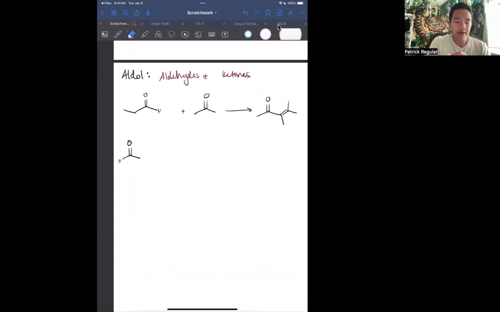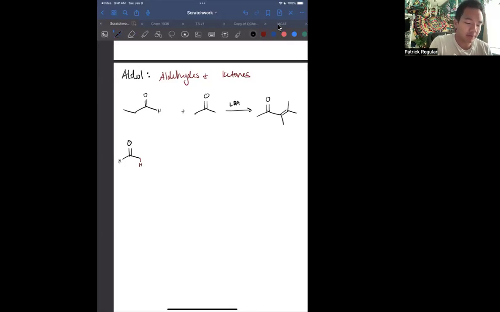Whenever you have basic conditions, so let's say we had LDA, under basic conditions you have a hydrogen here. As we know, that hydrogen is going to be very acidic compared to a normal alkyl hydrogen, which has a pKa of around 50. This one is relatively more acidic, I think a pKa of about 17. I don't know off the top of my head, but it is relatively acidic. So if you have a strong base like LDA or even NaOH, it's going to pull it off.